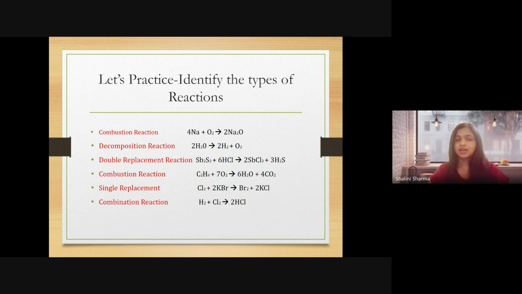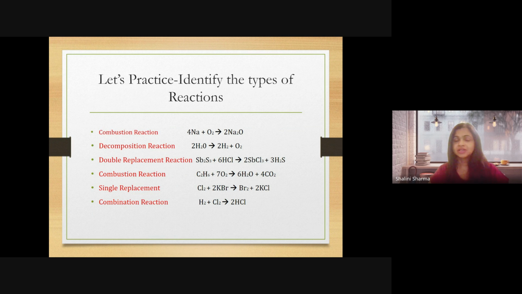Next one, decomposition reaction. You see water breaking down. Water is a compound. It breaks down into hydrogen and oxygen. So remember, decomposition means breaking. It involves breaking of the compound into its simpler form.